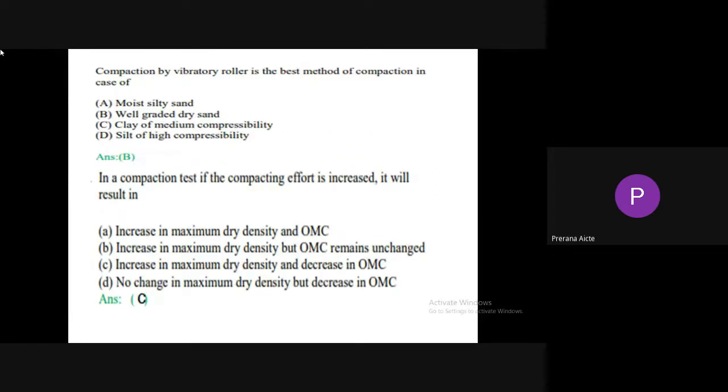Compaction by vibrator is the best method of compaction for well graded dry soil. It is used for granular soils. In a compaction test, if the compaction effort is increased, it will result in an increase in maximum density and a decrease in optimum moisture content.